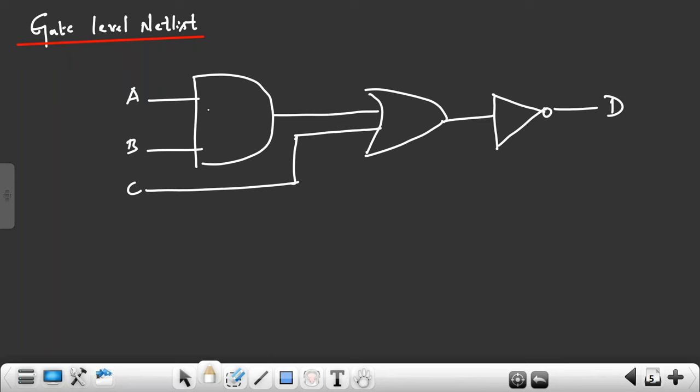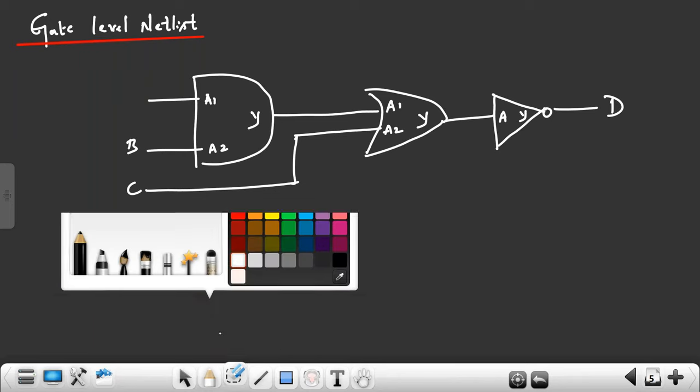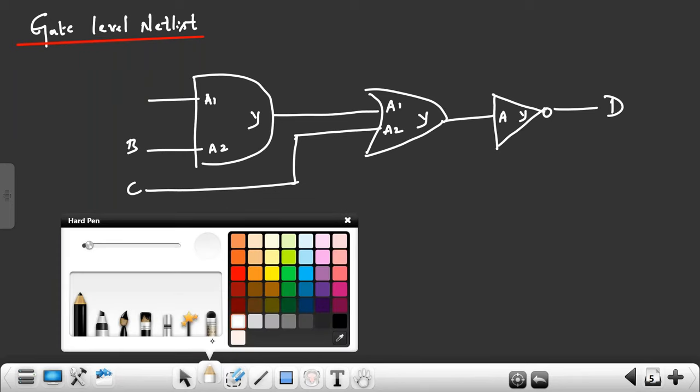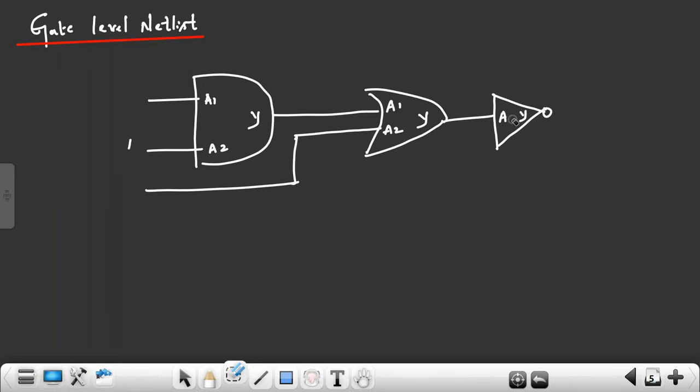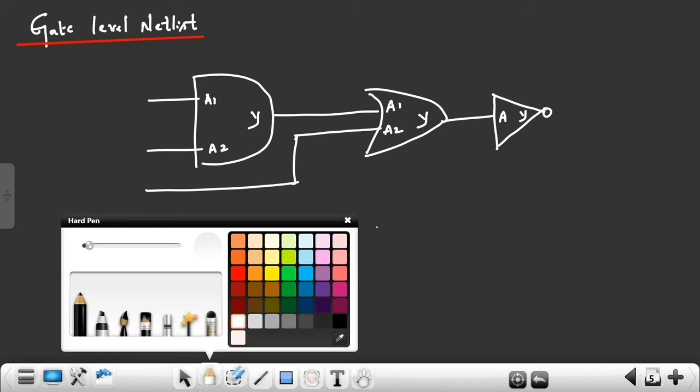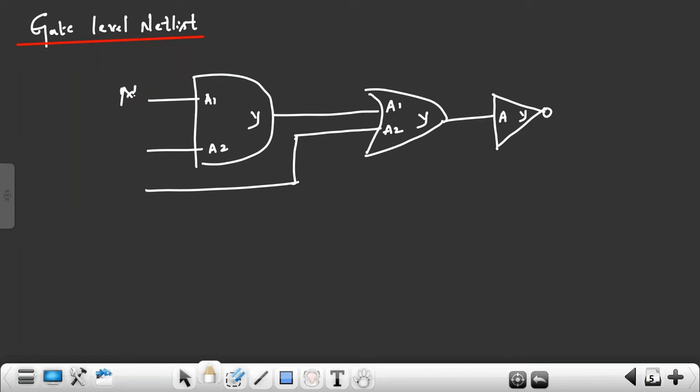So you have an AND gate. The AND gate pins are A1 pin, A2 pin, Y pin. You have an OR gate. The OR gate is having A1 pin, A2 pin, Y pin. The inverter is having A pin and Y pin. So here A and A matches. So instead of A, I change the inputs. We'll use the inputs as M, N, O, and P. These are the inputs of my block.